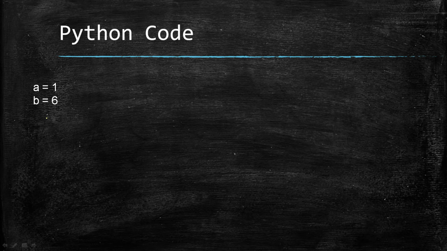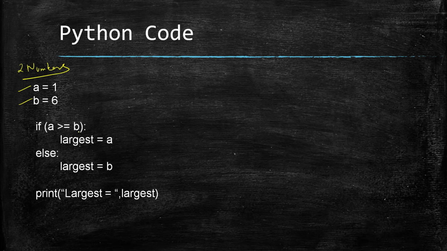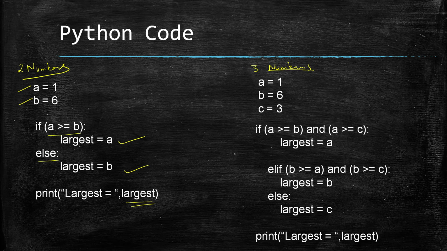So first we will see for two numbers. A equals 1, B equals 6. The logic was: if A is greater than or equal to B, then largest is A, else B is largest, and finally we will print largest. Next is for three numbers. We'll see the logic for three numbers. Same as we had discussed: A equals 1, B equals 6 and C equals 3.